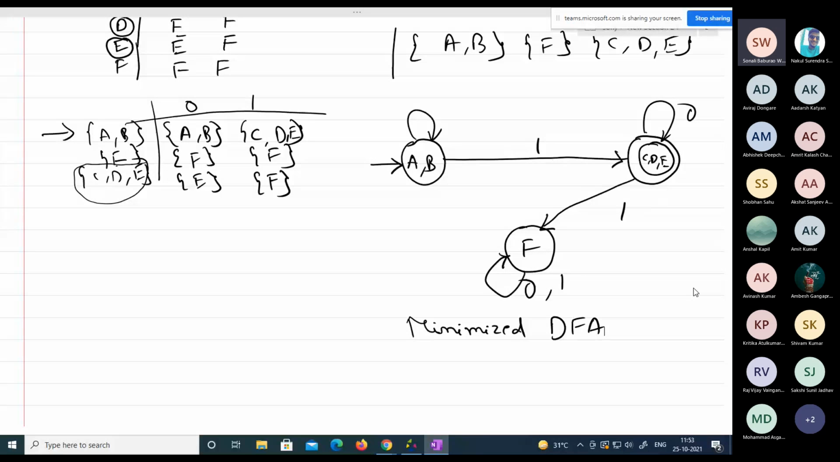Okay, so guys, in the next lecture, we will start with regular expressions. Okay, so this is done, and next lecture, we will start with our next unit, that is regular expressions.